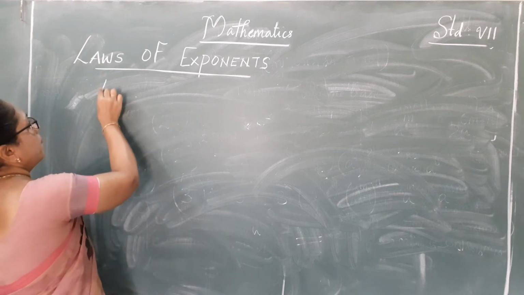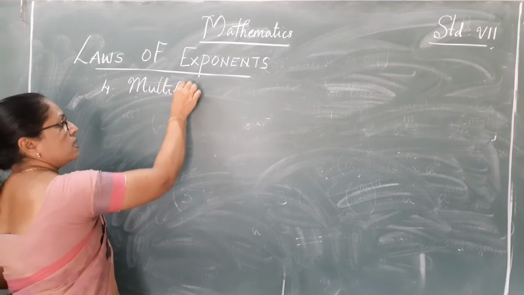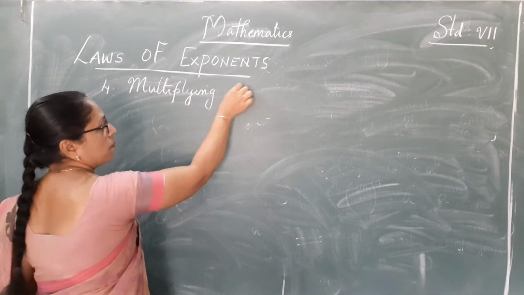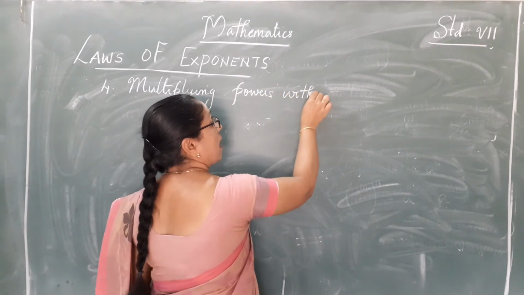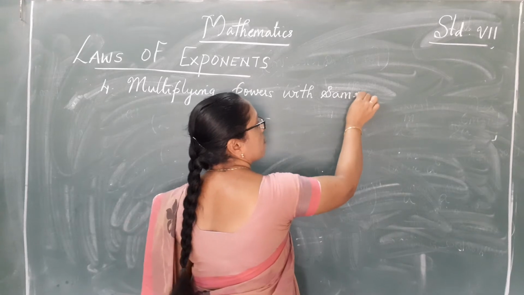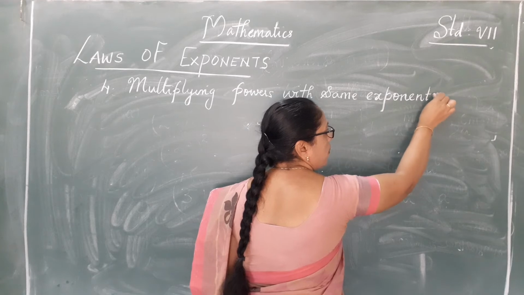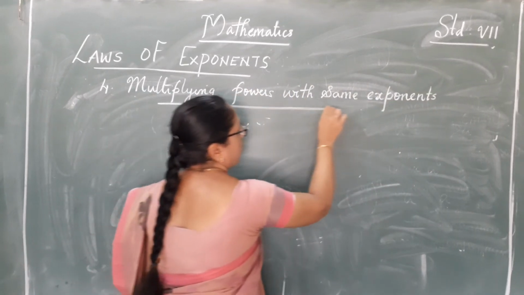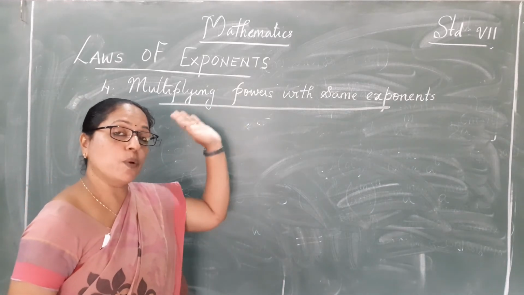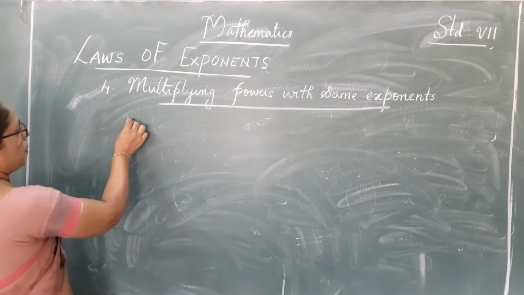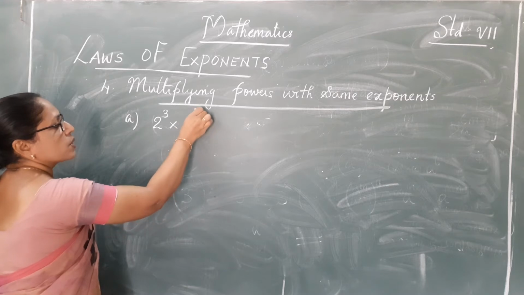Fourth law is multiplying, again multiplying, coming back, multiplying powers with the same exponent. In the first law we have seen multiplying powers with the same base. Now here, multiplying powers with the same exponents, which means bases are different, exponents are the same. Okay, question A part. Example: 2 raised to 3 into 3 raised to 3.